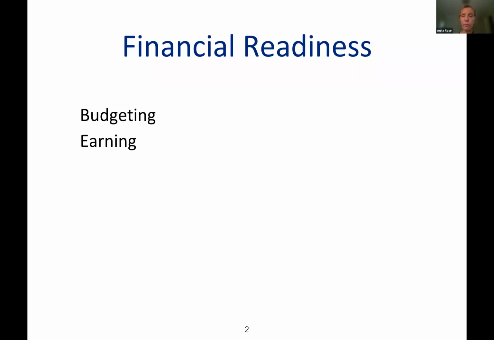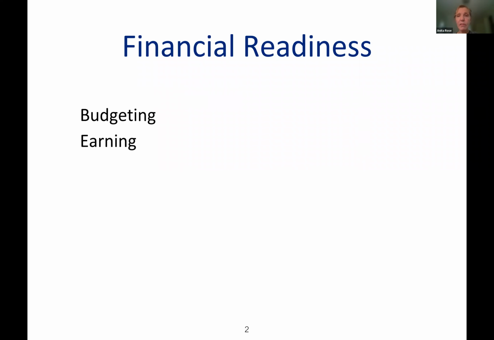So, we want to be ready for financial savings and taking care of our financial readiness at any point in time. We can start it now. We don't have to wait to be sure that we are ready. And we want to be sure that we have financial intelligence as we're moving forward.